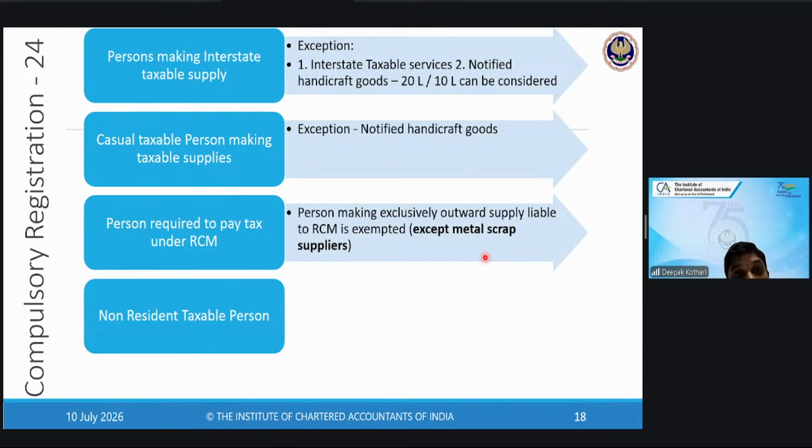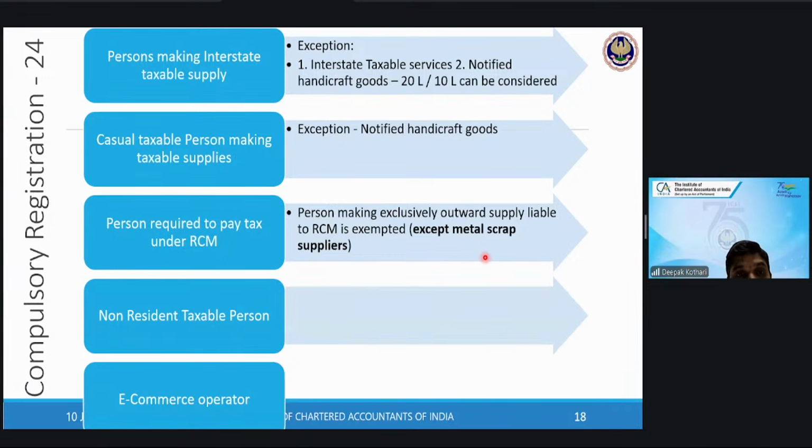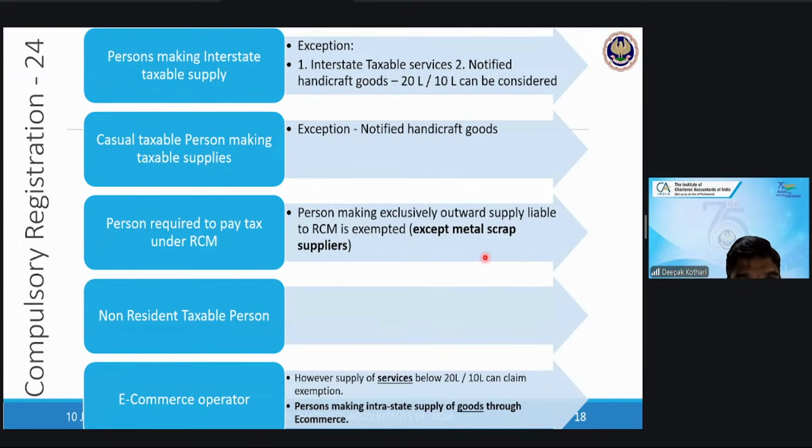Then a non-resident taxable person, he will also have to take registration, need not wait for the threshold limit. E-commerce operator, need not wait for the threshold limit, but the person who is making intrastate supply of goods to the e-commerce operator can wait. A person who is making interstate supply through an e-commerce operator will not get the threshold benefit. The only benefit will be for those making intrastate supply through an e-commerce operator.